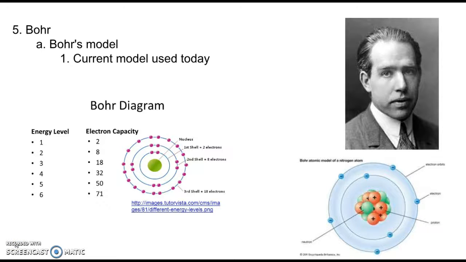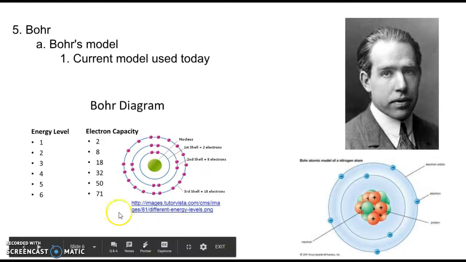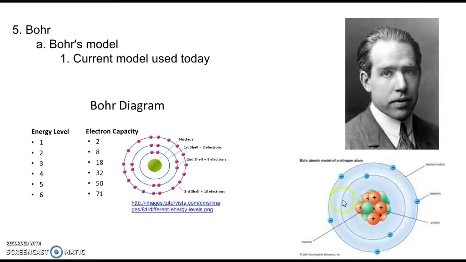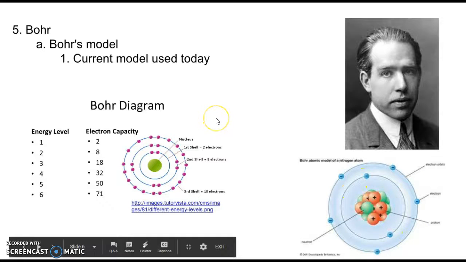After that came Bohr, and he's given us the most current model today. Bohr gave us the Bohr diagram, which is what you'll be practicing. He says that there are 2 electrons in the first shell, 8 electrons in the second shell, 18 in the third, and so on and so forth. And so this is what it looks like.